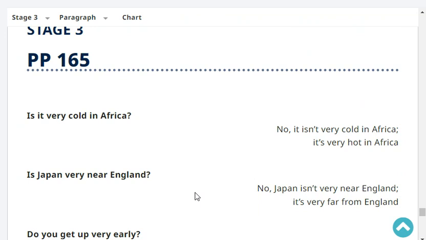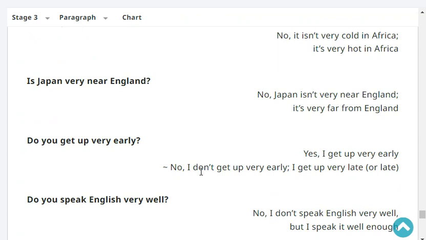No, it isn't very cold in Africa. It's very hot in Africa. Very good. Is Japan very near England?